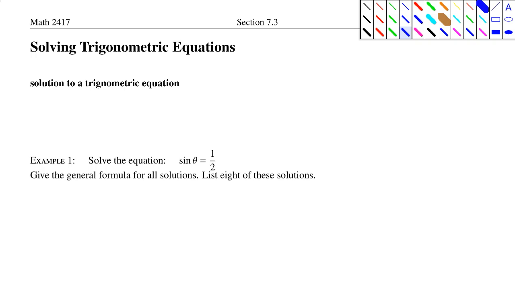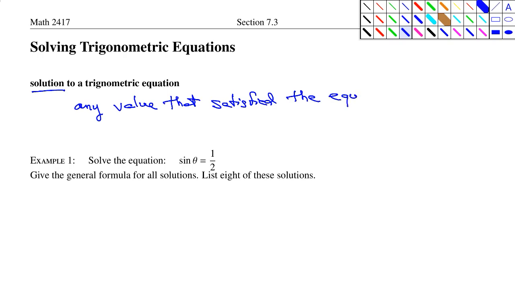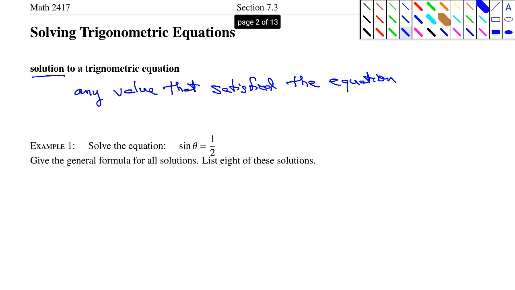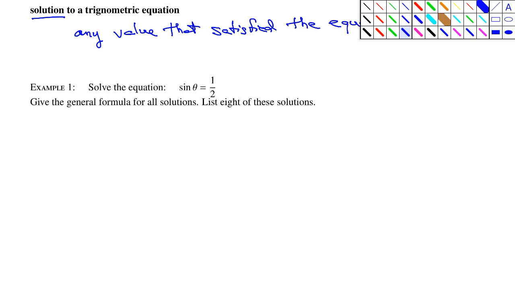Solving trigonometric equations. What is the solution to a trigonometric equation? A solution is any value that satisfies the equation. That's actually just the general definition of a solution to any equation, not just a trigonometric equation. But if you can find any value that satisfies the equation, meaning you plug it in on the left, plug it in on the right, and you get the same thing on both the left and the right, then it's a solution to the equation. Let's see how this manifests itself with trigonometric functions and equations.